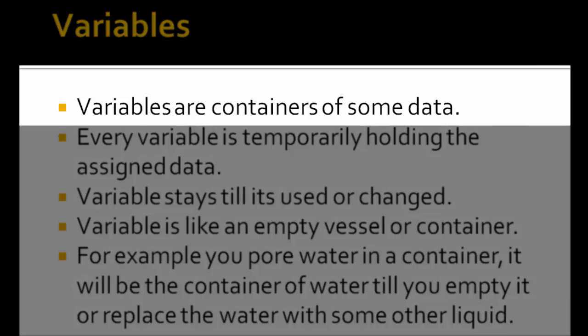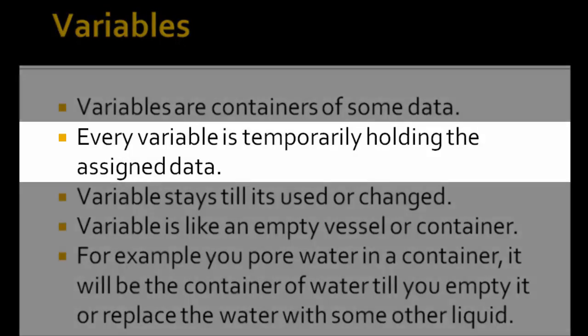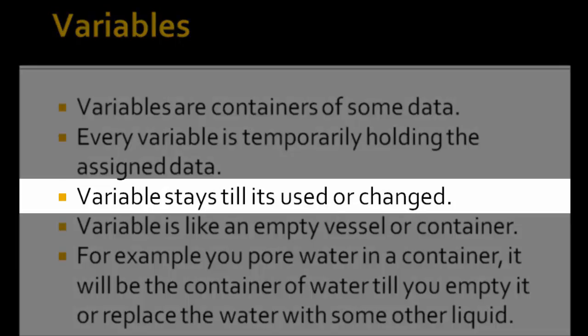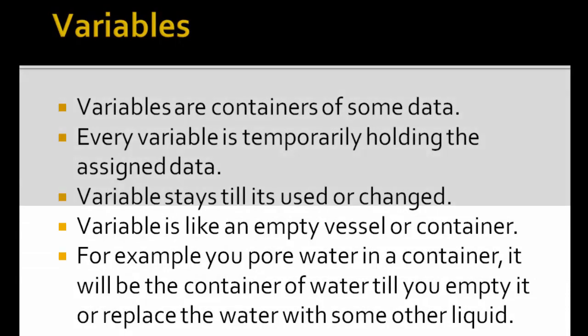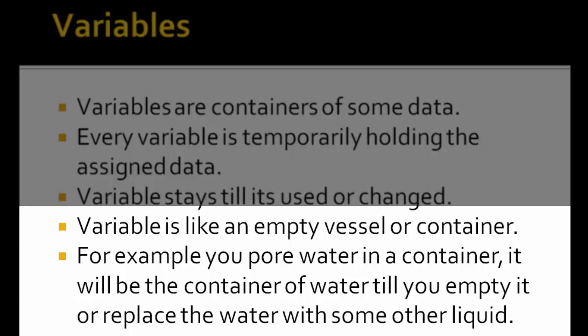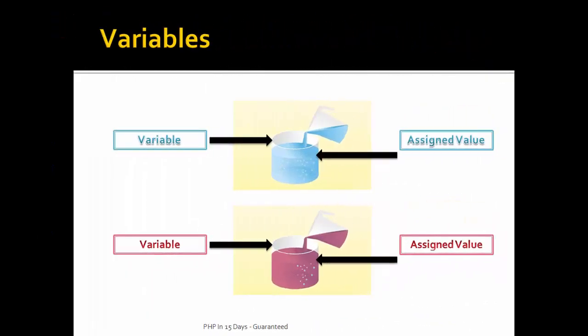Variables are containers of some data. Every variable temporarily holds some assigned data. A variable stays till it's used or changed. A variable is like an empty vessel or container. You can assign it any value. For example, you pour water in the container. It becomes the container of water till you empty it or replace the water with some other liquid.